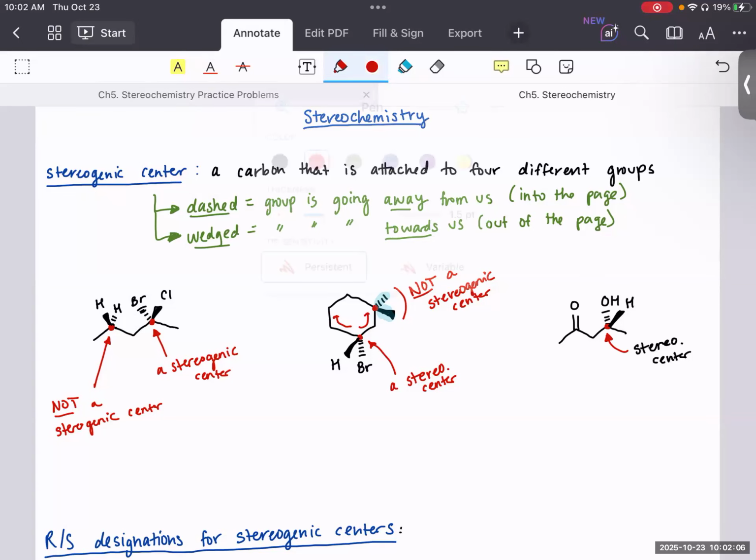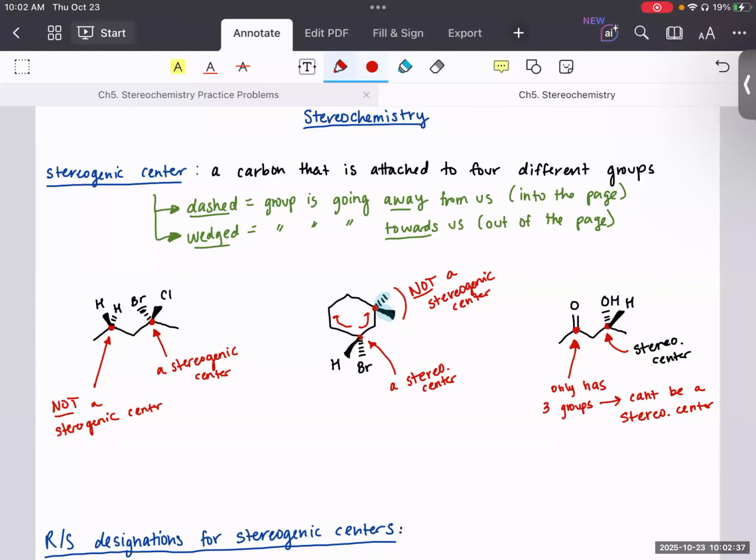In comparison to that, and this is a common mistake I see people make, this carbon right here that's double bonded to the oxygen only has 3 groups bonded to it. And so because it only has 3 groups, this can't be a stereogenic center. That's because for something to be a stereogenic center, it has to have those 4 groups bonded to it. And so here we're not going to label that as a stereo center.